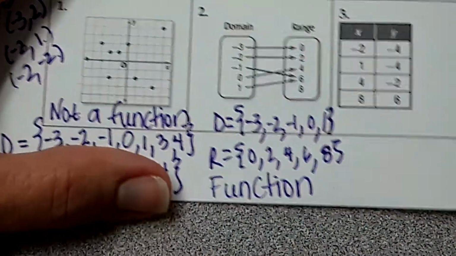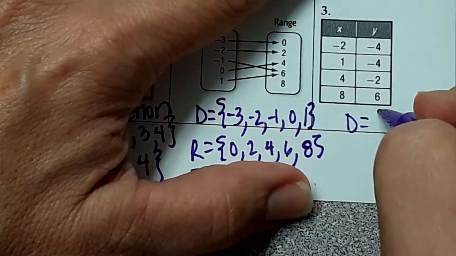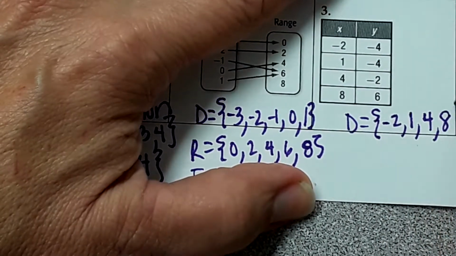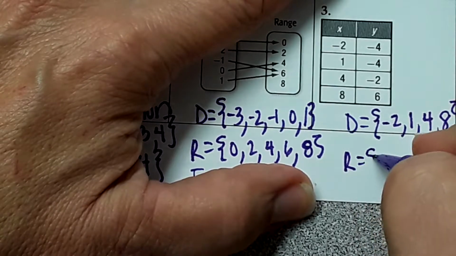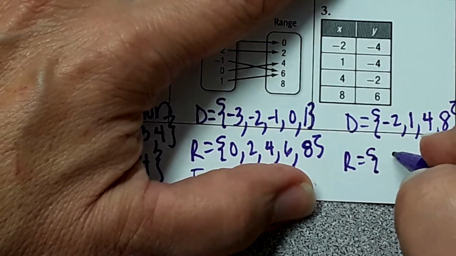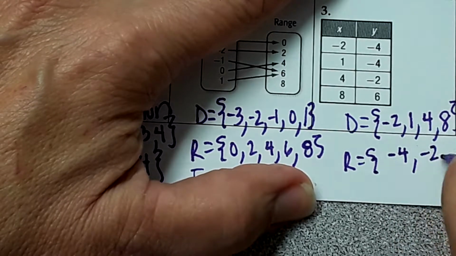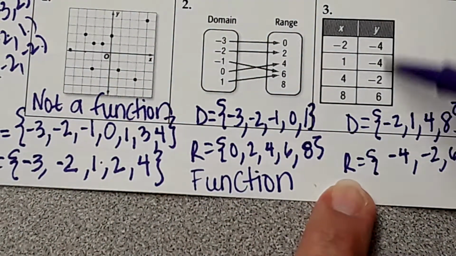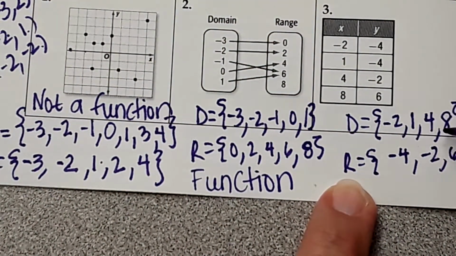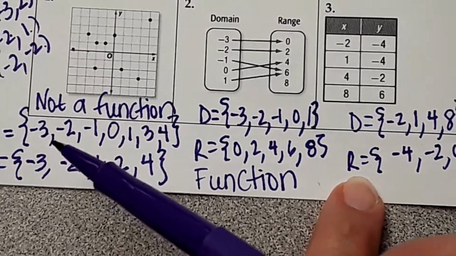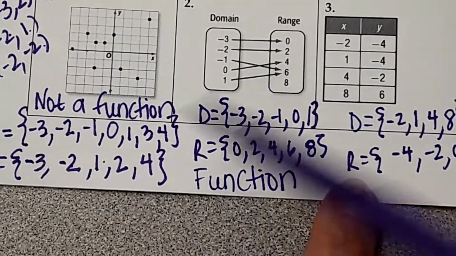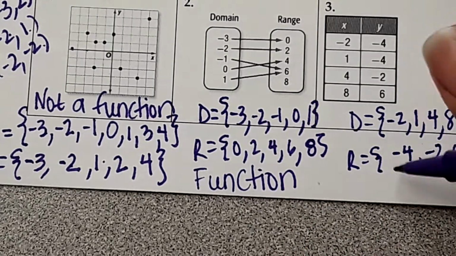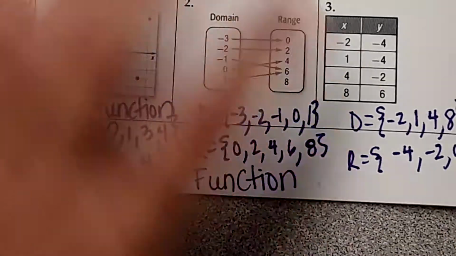Our domain is -2, 1, 4, 8. Our range is -4, -2, and 6. So again, you guys, the range can repeat, the domain can't repeat. That's why on the first one, it's not a function because the domain repeated a number. But in this one, the domain does not repeat. So that's why this one is a function.